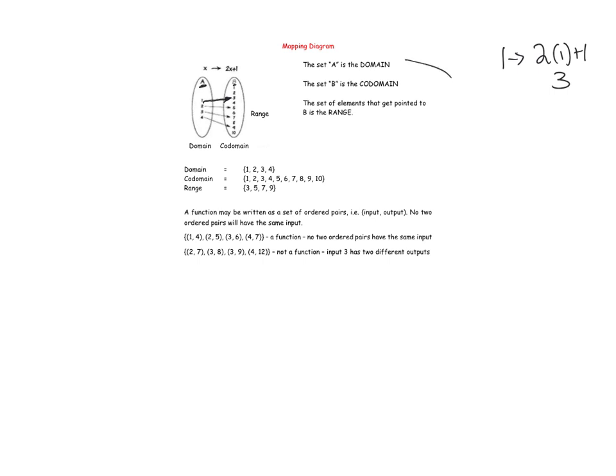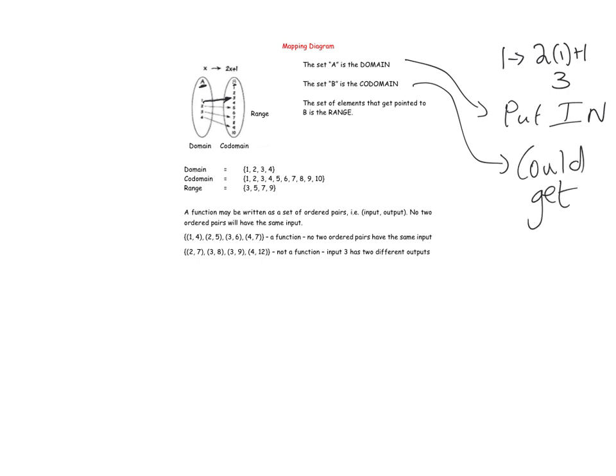So, making sure, what is the domain? The domain is what we put in. The codomain is what we could get out. We don't have to get all the numbers out, but we could get any of the numbers. And the range is what we get out. In this one, the numbers that are put in are 1, 2, 3, and 4, so they're the domain of the function. The codomain are the numbers that could come out of the function, so 1 through 10 here. And the range are the numbers that actually come out. You can see that 1 is pointed to 3, 2 is pointed to 5, 3 is pointed to 7, and 4 is pointed to 9.